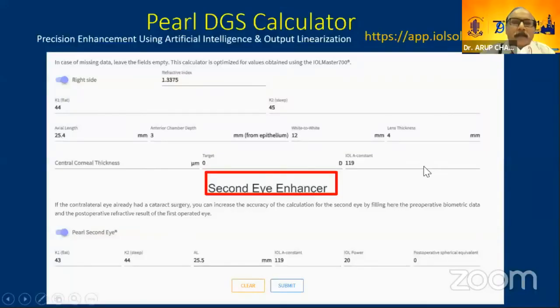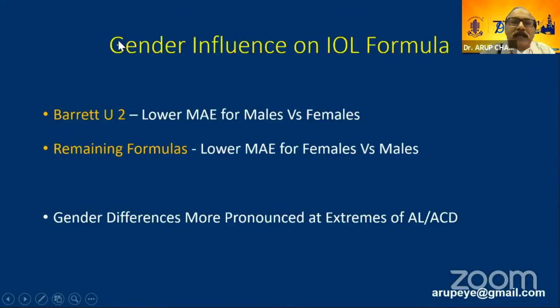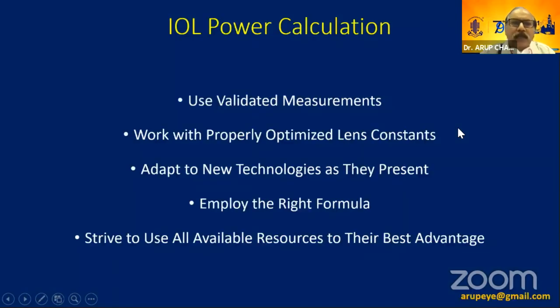There are new formulas like the Pearl DGS formula that have been taking the second eye factor into account. There is an emerging concept that gender also influences the performance of different types of formulas. For example, the Barrett Universal 2 has a lower mean absolute error for males compared to females.